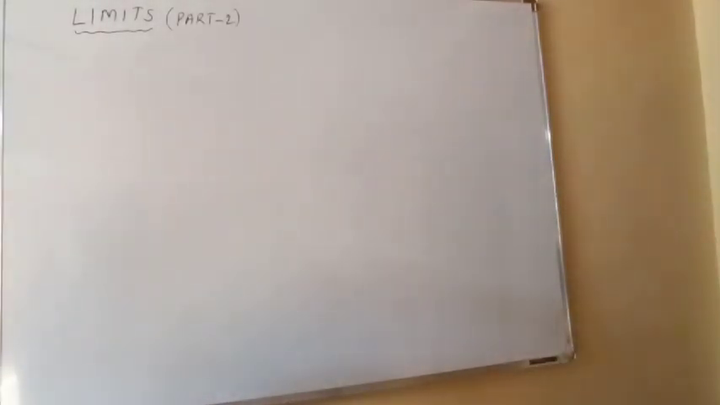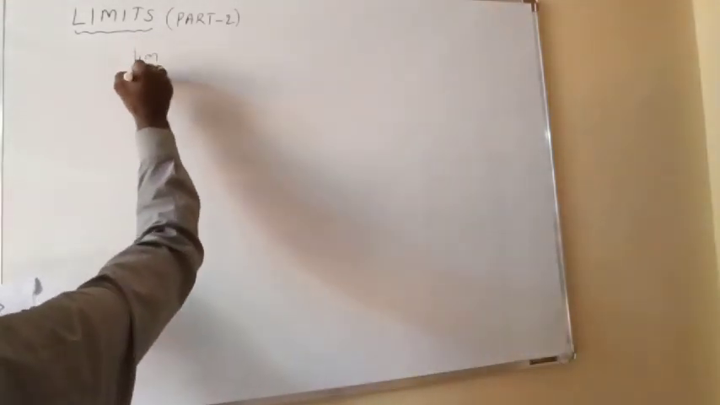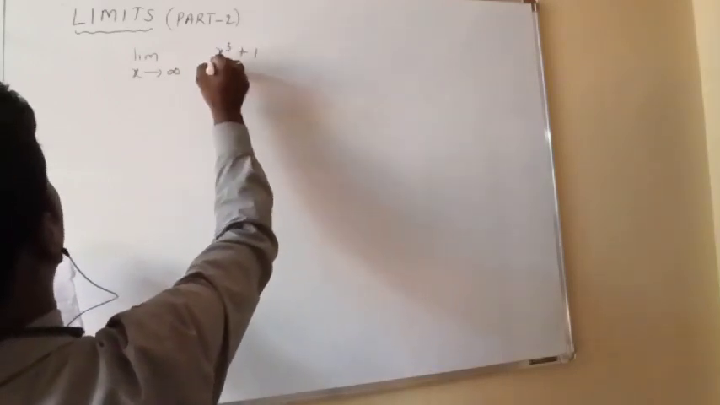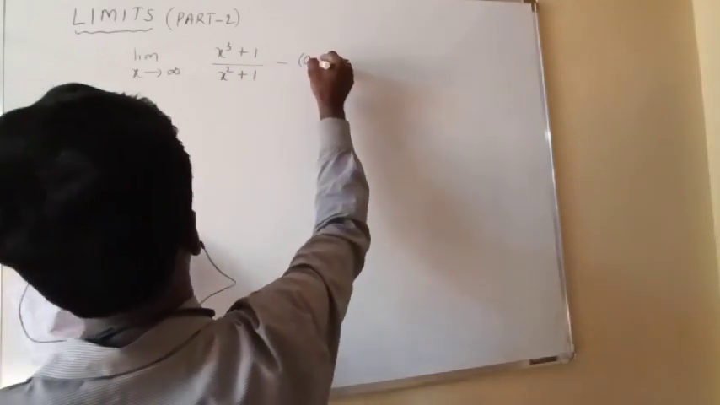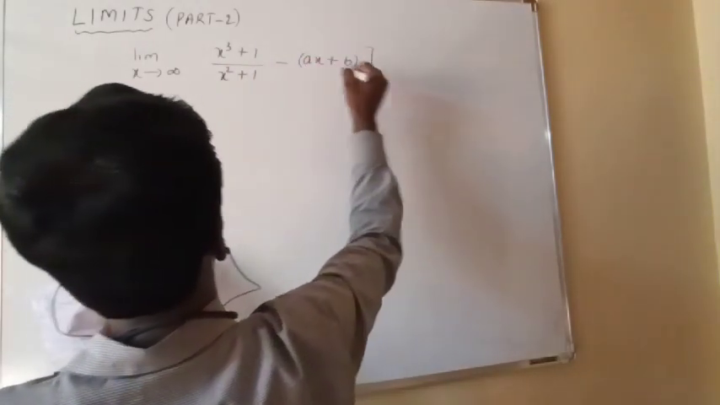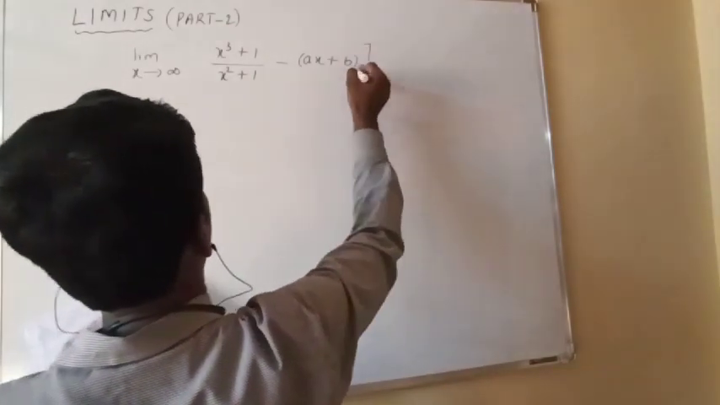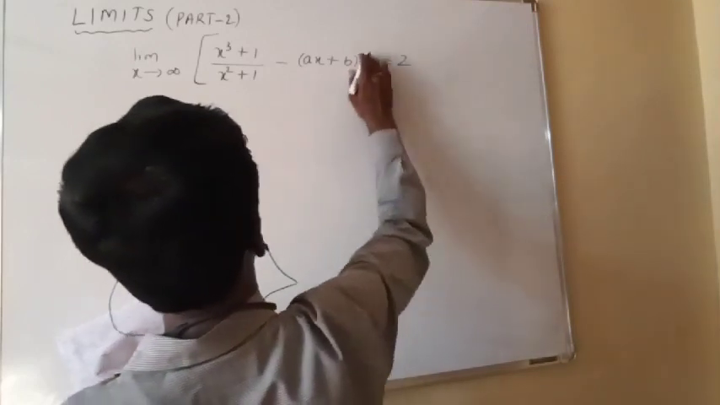Previous mains problem. If the limit as x extends to infinity of (x cube plus 1 divided by x square plus 1) minus (ax plus b) is equal to 2. This is normal bracket only, okay? It is not greatest integer function brackets, okay?